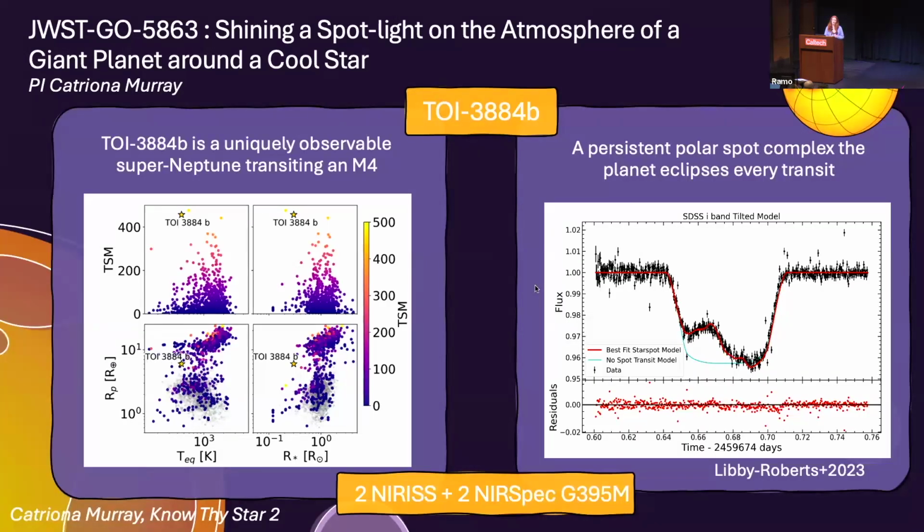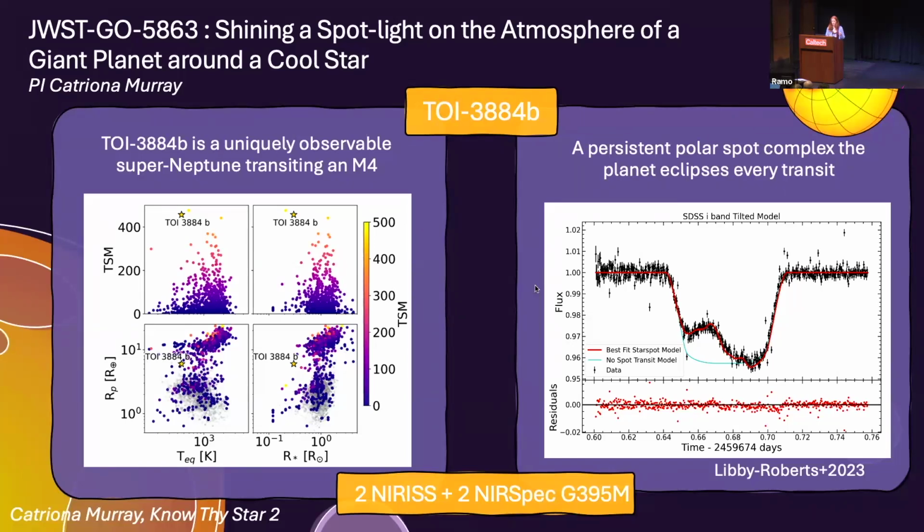So Jessica introduced this system very nicely on Monday, so that saves me some time. We have a large super Neptune-sized planet around a fully convective misaligned M4 star. It is quite a uniquely observable cool atmosphere. It's got a temperature about 440 Kelvin, I think. And so with these kind of whopping large features, we should be able to look into some cool chemistry here.